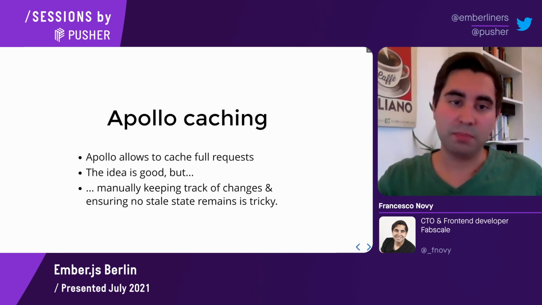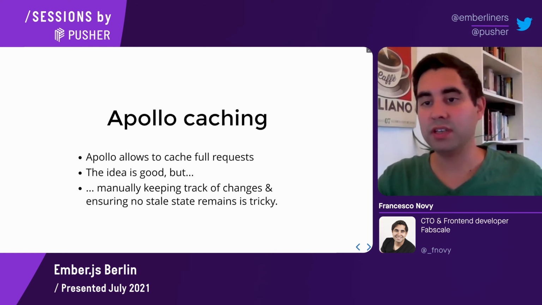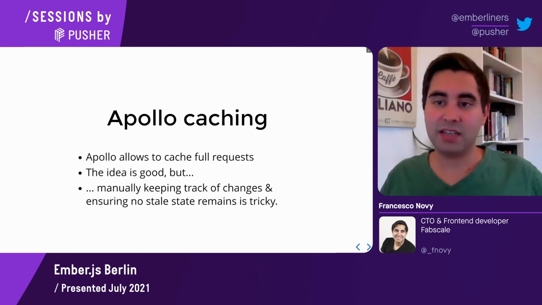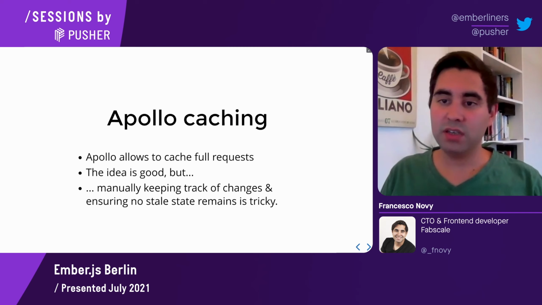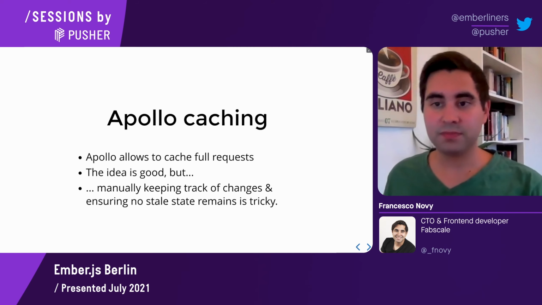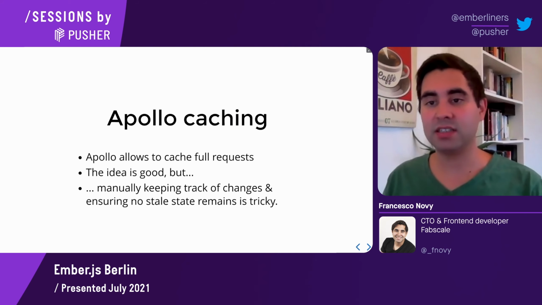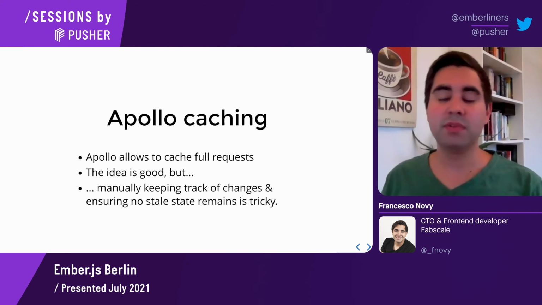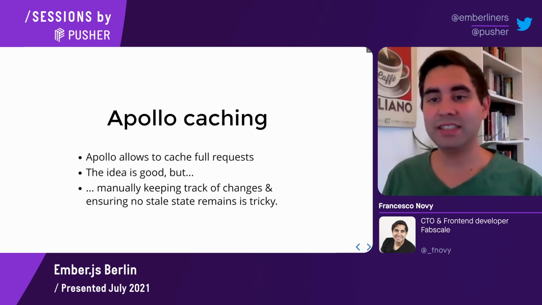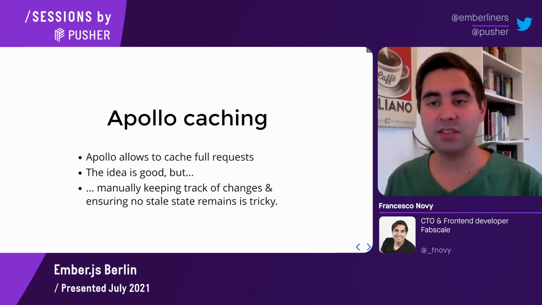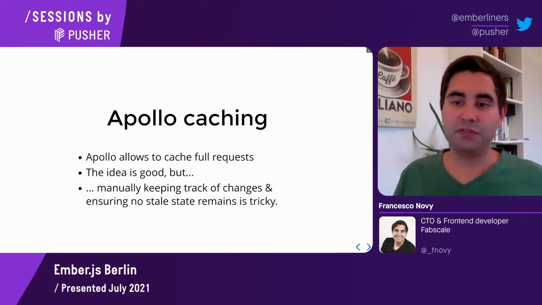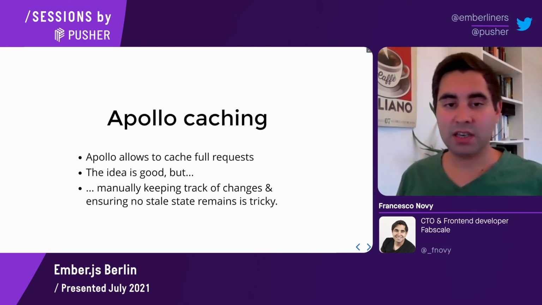Apollo also has something like this out of the box. And the way it works for Apollo is that a full query is cached. This means that if you have a certain query with a certain set of variables, the first time you do it, it will be cached. When you have the same query later, it will not hit the network again, but just return you the same response as before.